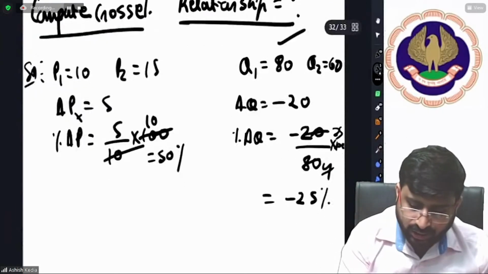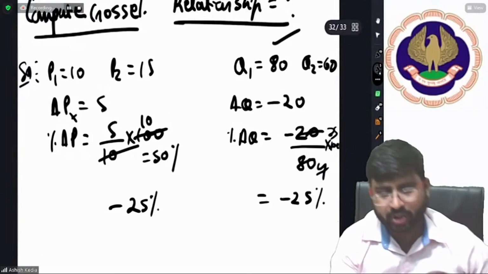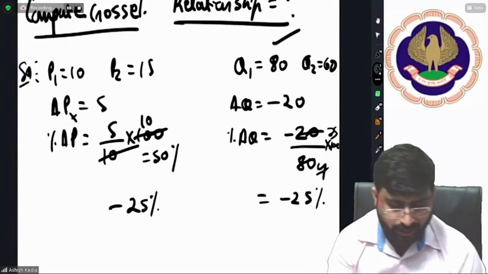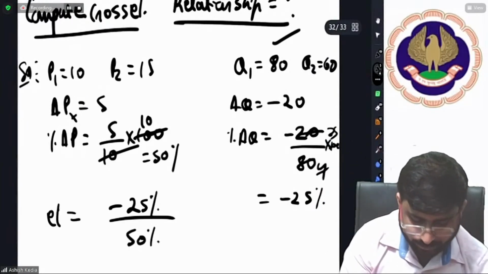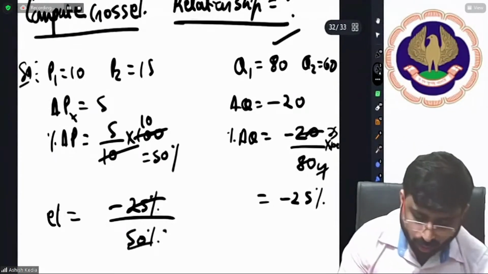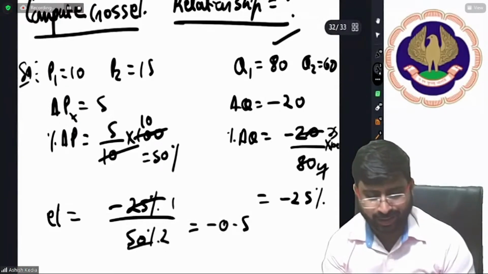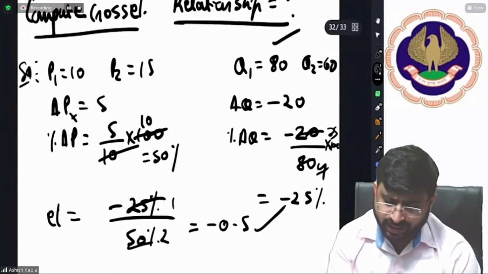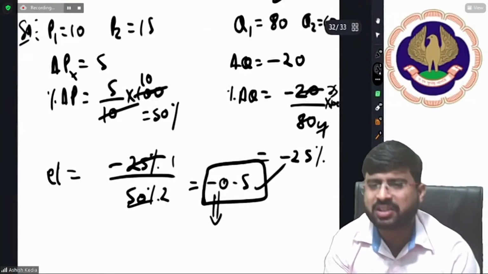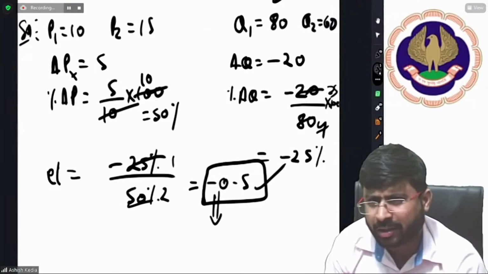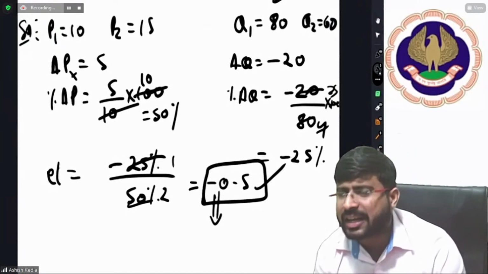Now, the quantity will always be the numerator. So minus 25% is the numerator, right? 50% is the denominator. So it is minus 0.5. And this is the value of elasticity. Since the elasticity value is negative, what does it tell us about the relationship between the commodities X and Y?